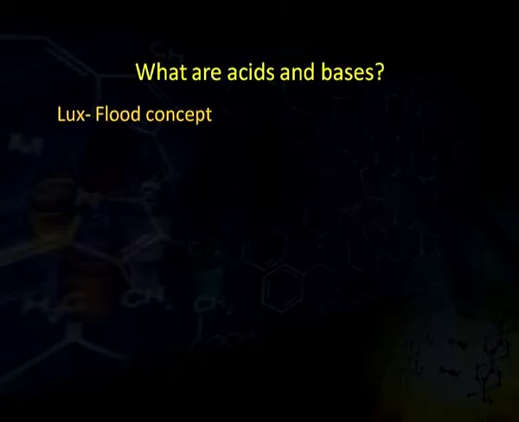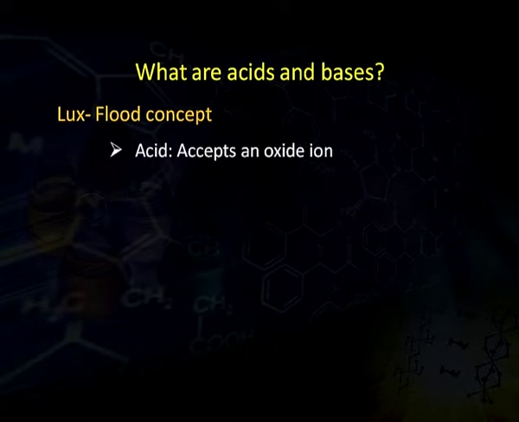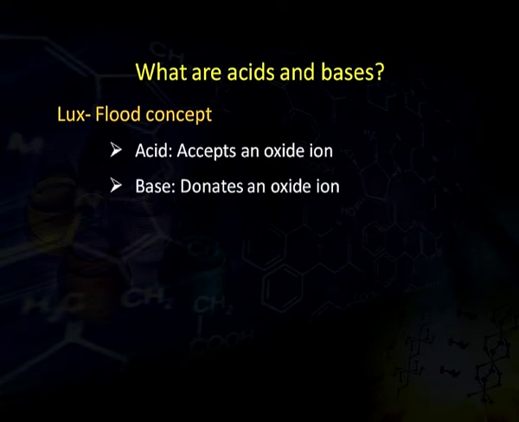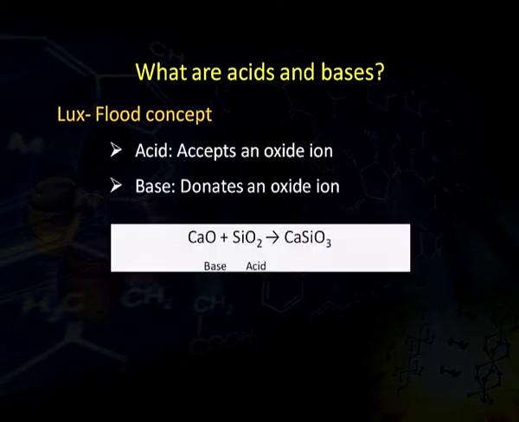Another concept is the Lux Flood concept. There are certain acids and bases which neither have a proton nor hydroxide ion. Then how do we classify them as acids or bases? In these cases, an acid is a substance which accepts an oxide ion, while a base is a substance which donates an oxide ion. As for example, we have calcium oxide and silicon dioxide. These two combine together to form calcium silicon trioxide.